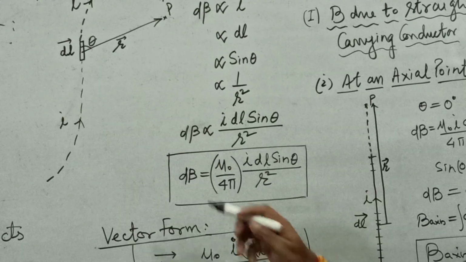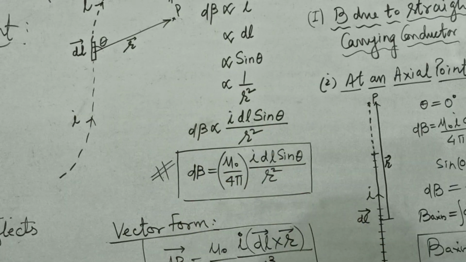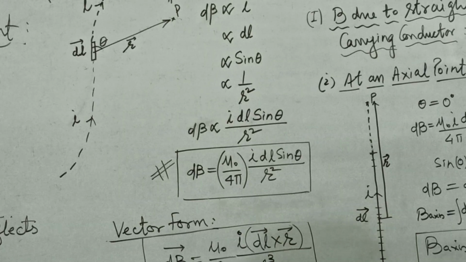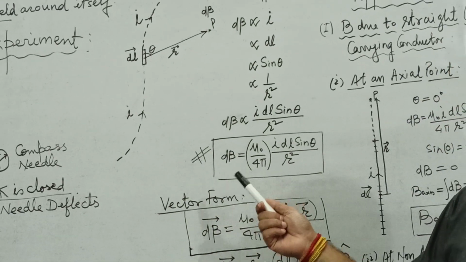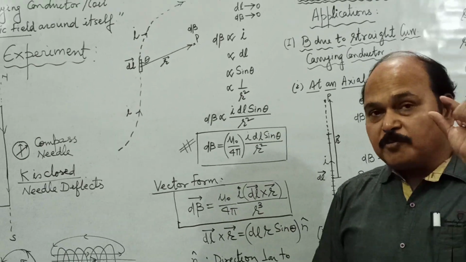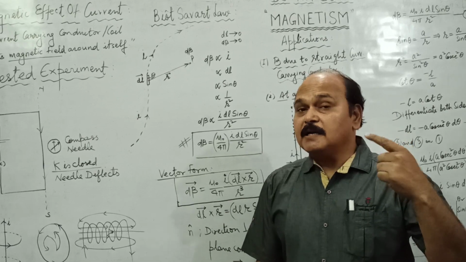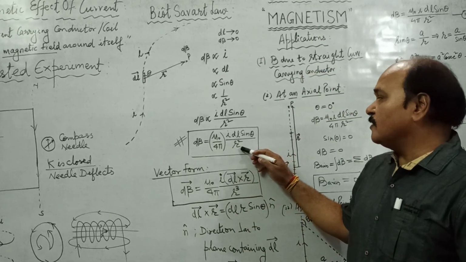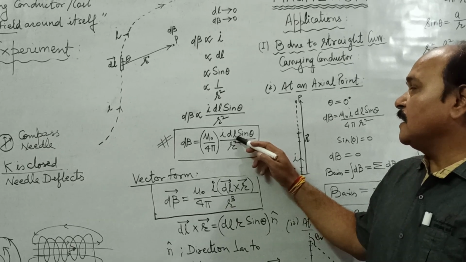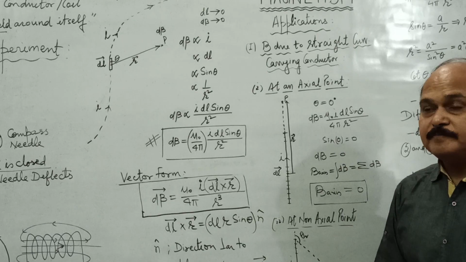This is the magnitude of the magnetic field due to Biot-Savart law. This is the value of the magnetic field due to Biot-Savart law, and this value of magnetic field is because of a very small current carrying element dl at an angle theta and at a distance r from it. So at an angle theta at a distance r from the dl current carrying element, this is the value of the magnetic field, magnitude only.